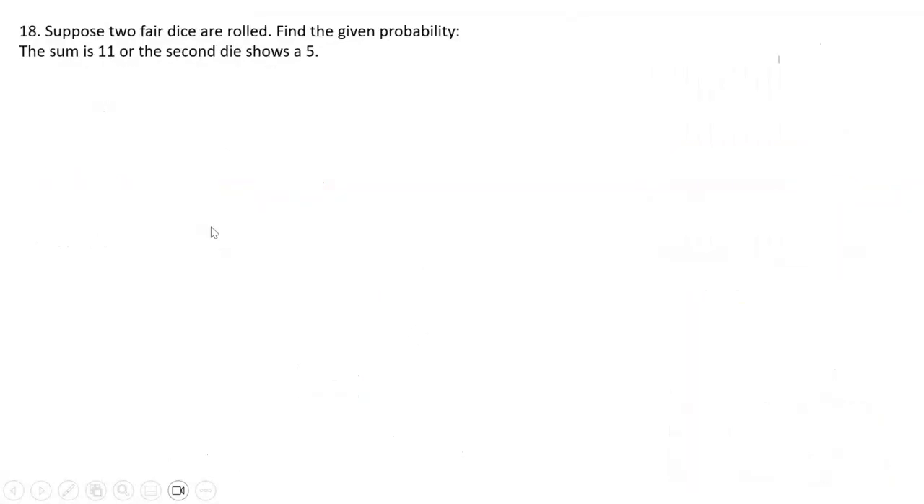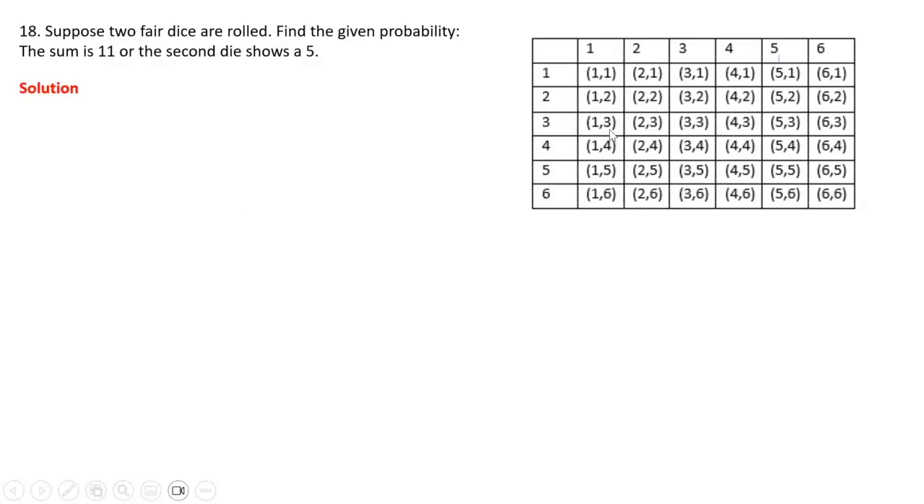Now, number 18. Suppose 2 fair dice are rolled. Find the given probability. The sum is 11, or the second die shows a 5. Okay. Here are all the possible ways that you can roll the dice. So the sample space will be 36. This is a formula that I'll be using.